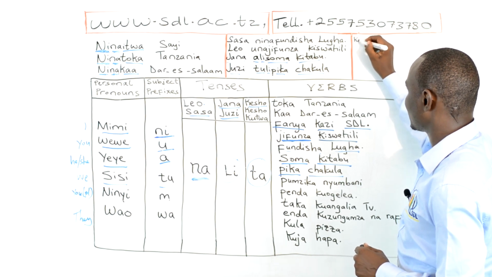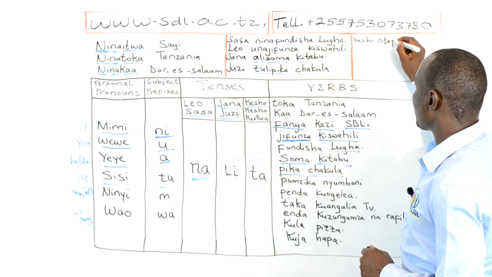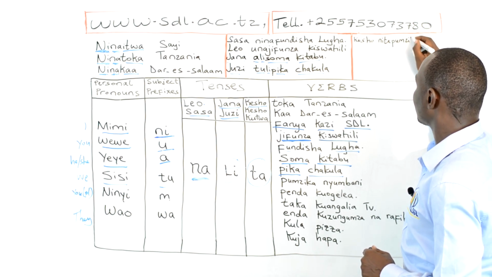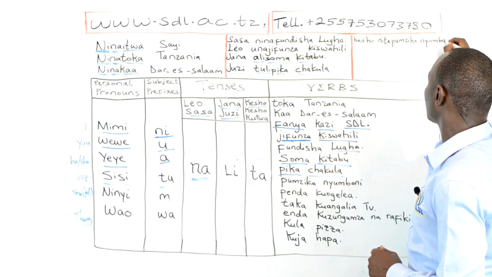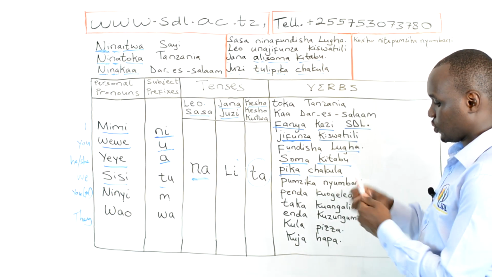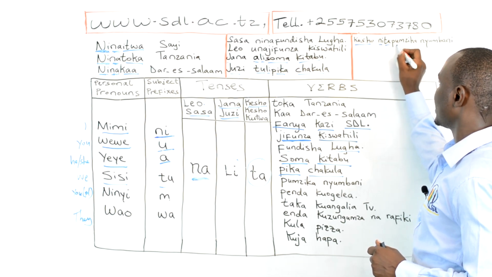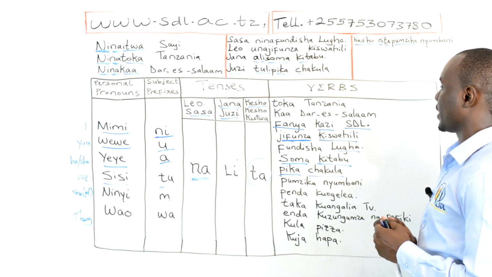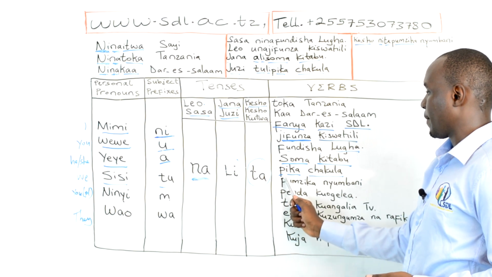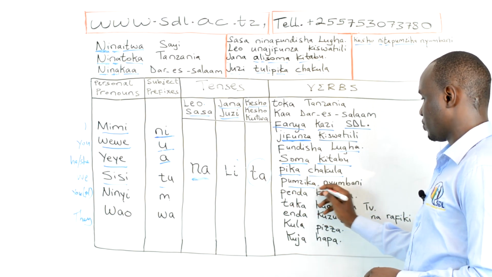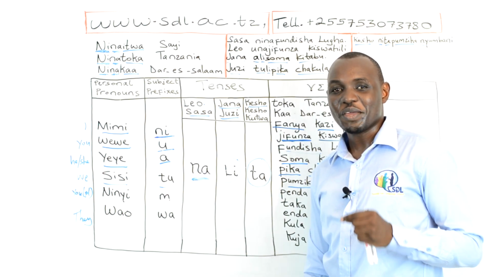Kesho nitapumzika. Nyumbani is home. Kesho is tomorrow. Kesho nitapumzika nyumbani, I will take a break at home.